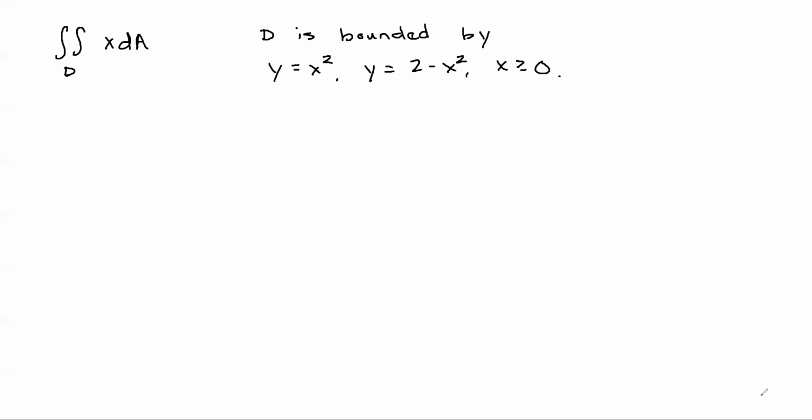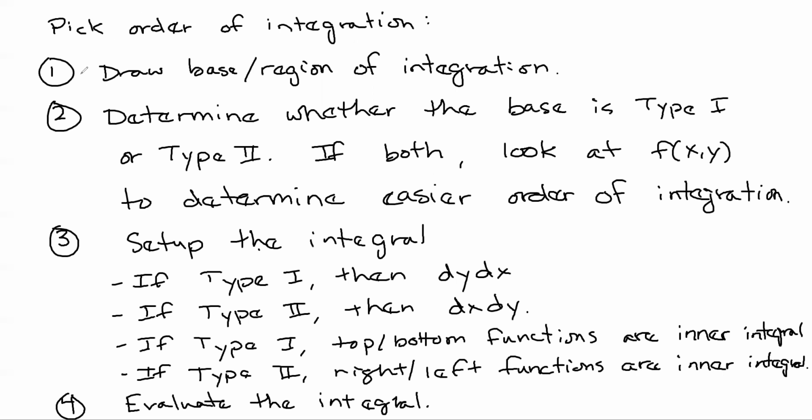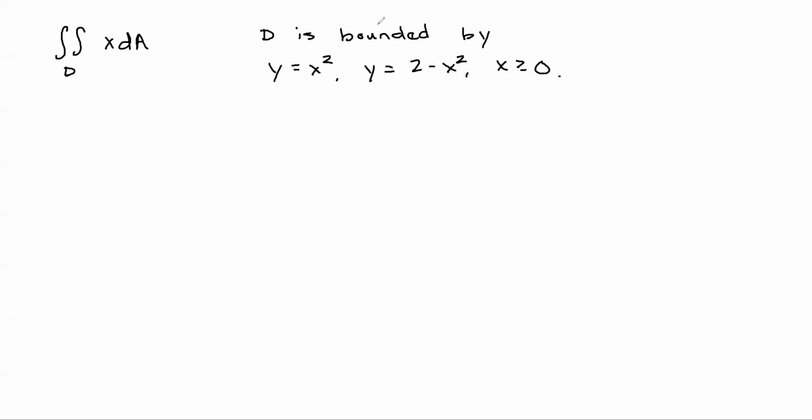Okay, so what do we do first? Draw the region of integration. Draw the base. Okay, so what are we drawing? We've got y equals x squared, so that's a parabola. Now I'm not going to bother to draw the left-hand side because we also have x is greater than or equal to 0. And then we have y equals 2 minus x squared, so that's a parabola opening downward.